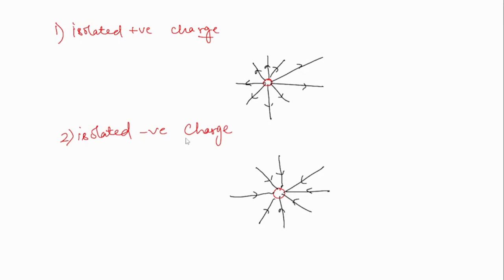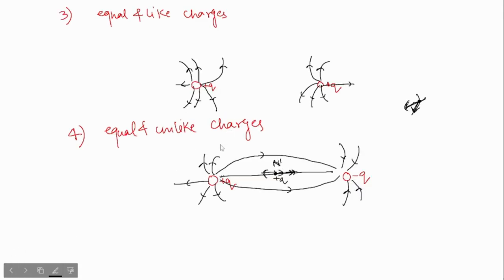The third point that you should note: two field lines cannot intersect each other. The fourth point: electrostatic field lines do not form closed loops. You just need to remember this. They don't form closed loops, like in this case, originating from here and coming back here. They don't form closed loops.